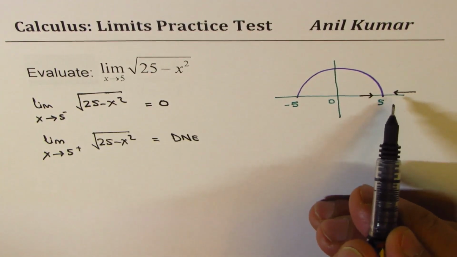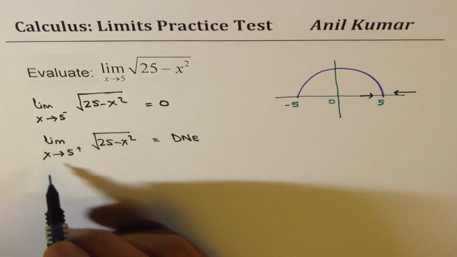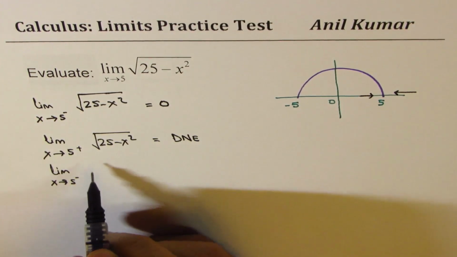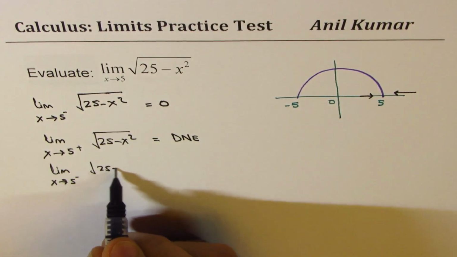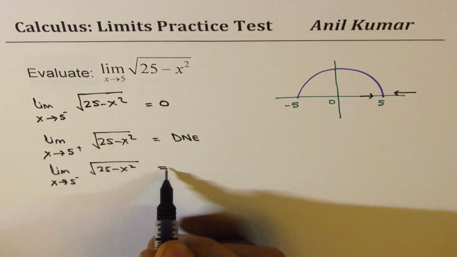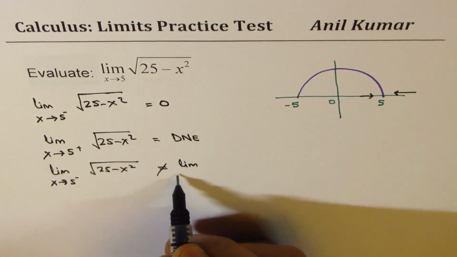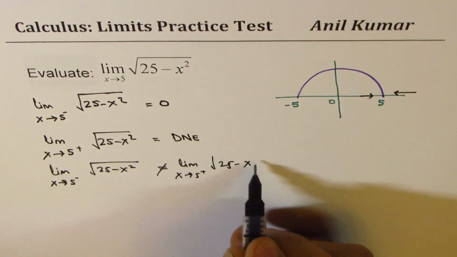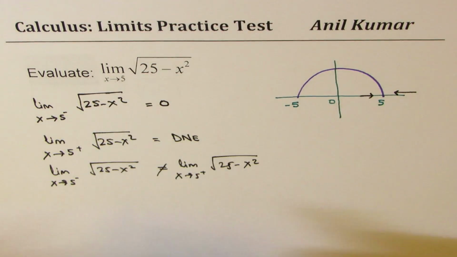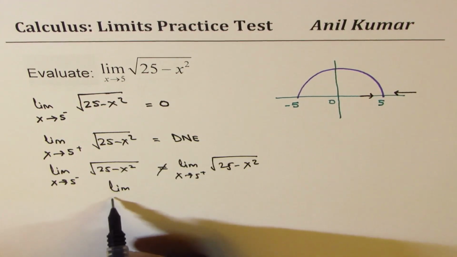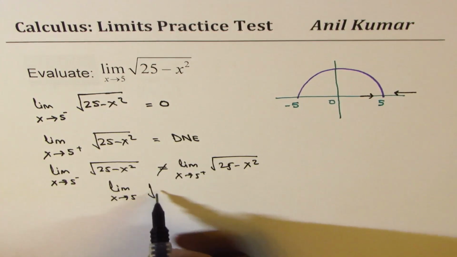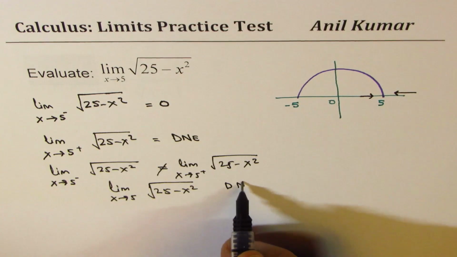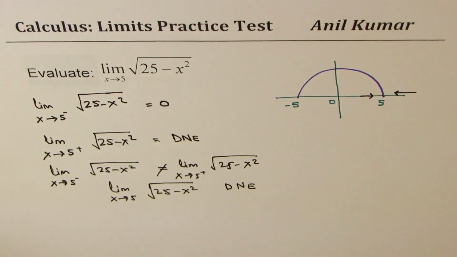Since that limit does not exist, and we know that the limit for x approaching 5 from the left side for square root of 25 minus x squared is not equal to the limit as x approaches 5 from the right side, we can say that the limit as x approaches 5 for square root of 25 minus x squared does not exist, correct?